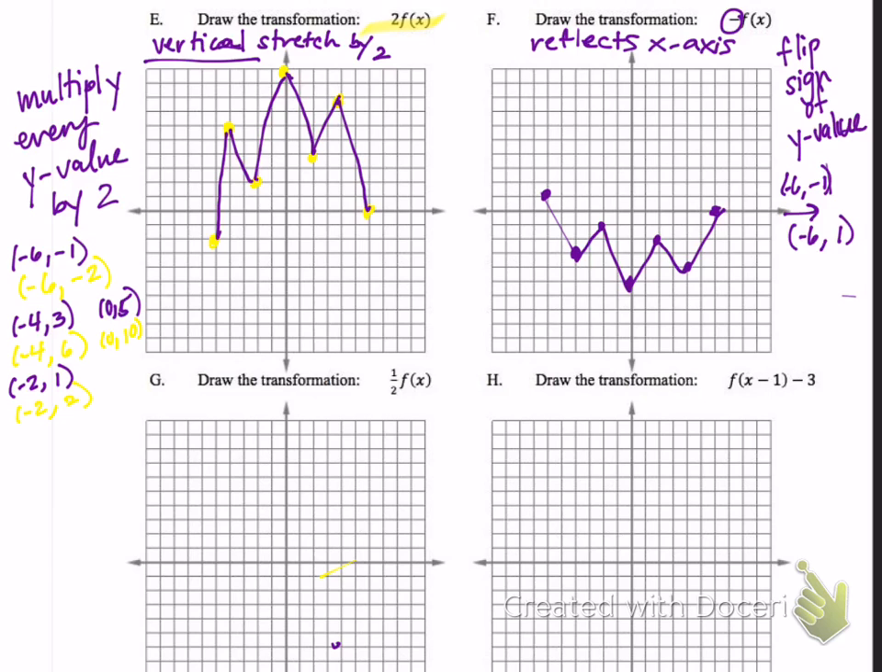For G, we're not going to draw this one for the sake of time, but what's the transformation, first of all? Vertical stretch or shrink? Shrink, because why? Less than 1, so shrink by 1/2. So what am I going to do to the picture? I'm going to multiply all of the y values by 1/2. And then I plot my points.